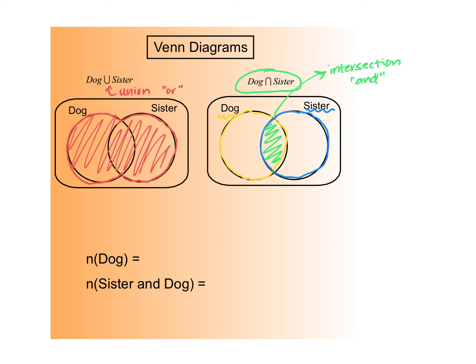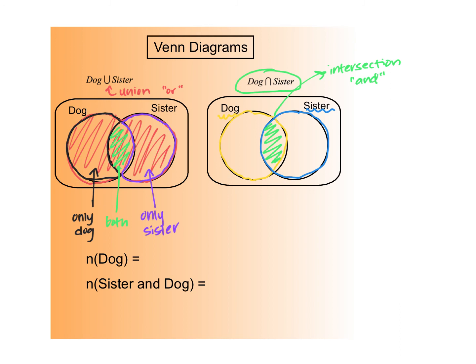So this part here that I'm outlining in black, the circle in dog, but not in the intersection, this would be the number of people who only have a dog. This part in purple would be the people that only have a sister but not a dog. And then in green, again, the intersection, this would represent the people who have both.